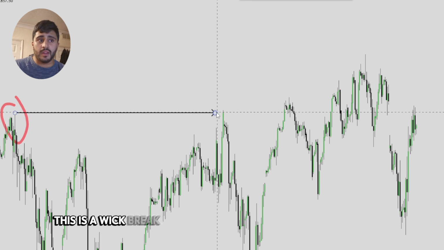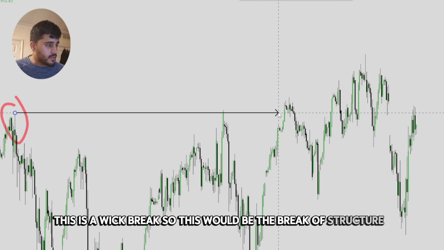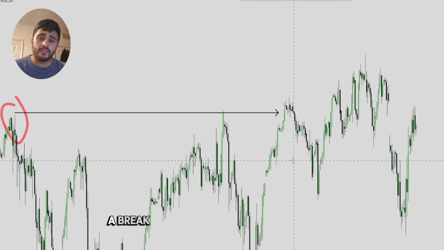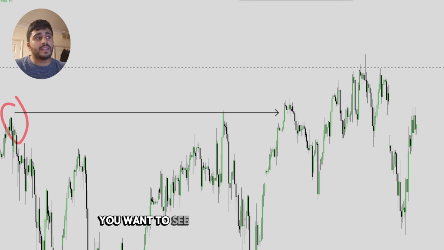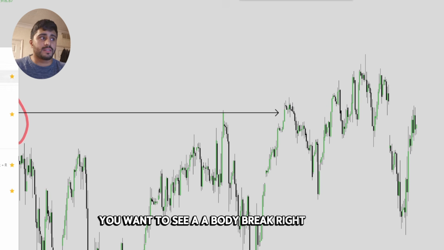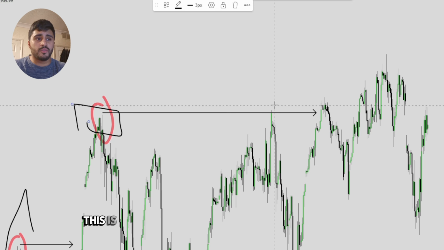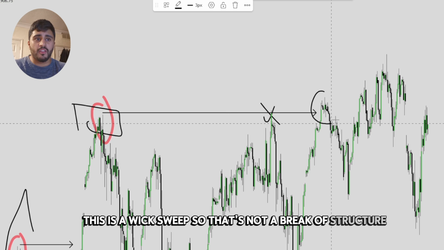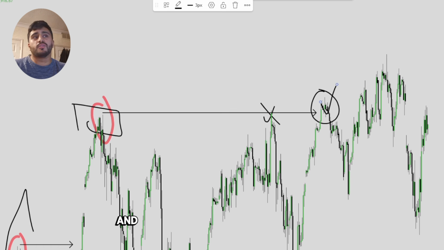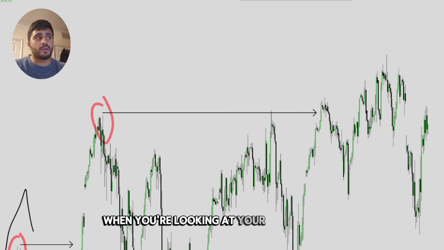This is a wick break. This would be the breaker structure. Just to make that clear, for a breaker structure on the higher time frame, such as the 4-hour or the 1-hour, you want to see a body break. This is the previous high, and this is a wick sweep, so that's not a breaker structure. This is the breaker structure. You want to take that into account when you're looking at your market structure.